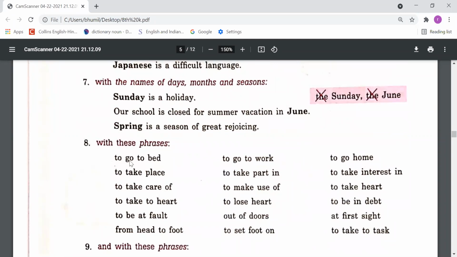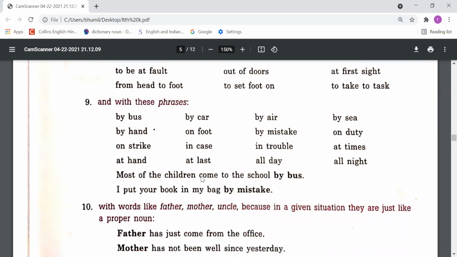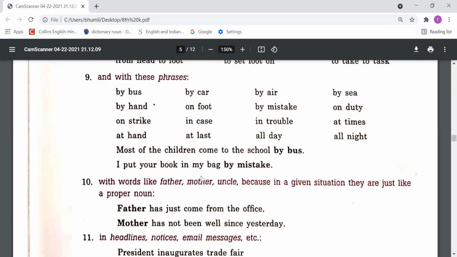With these phrases, we need to learn them because when we use these phrases, we should not use any article: to go to bed, to take place, to take care of, to take to heart, to be at fault, from head to foot, to go to work, to take part in, to make use of, to lose heart. With them, we should not use any article. And with these phrases, by bus, by car, by air, by sea, there is no need to use any article. So you should learn all these phrases.